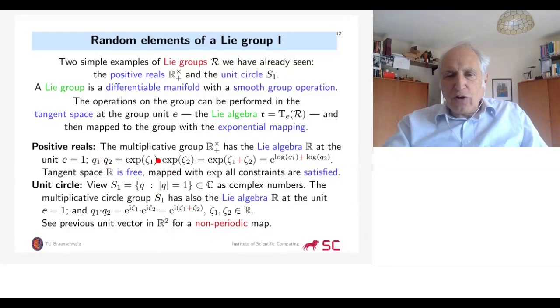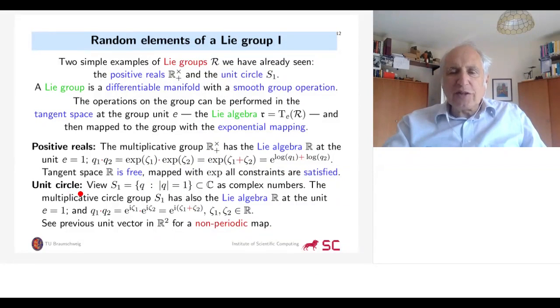And that's why we model the log of this. So the sum of the logs is the product of the things here. This is the group operation, and this is the plus in the Lie algebra in R. And the tangent piece, the Lie algebra, is free. And mapped with the exponential, all the constraints are satisfied, because after I map it, it's in the Lie group. I'm taking the exponential of a free random variable, I get a positive one.